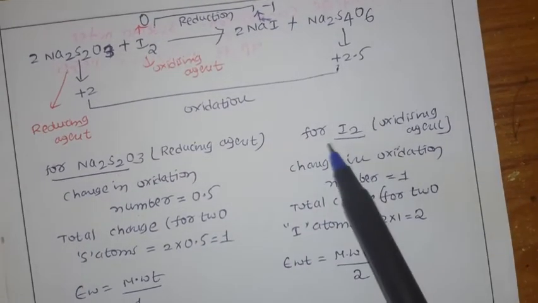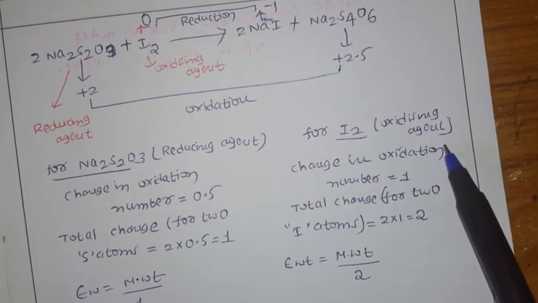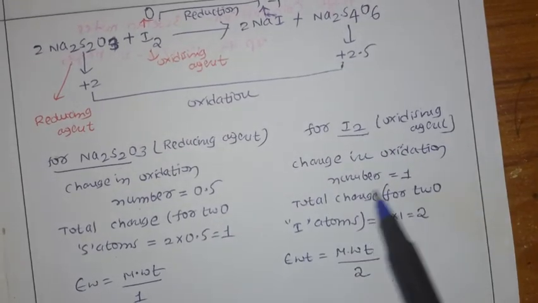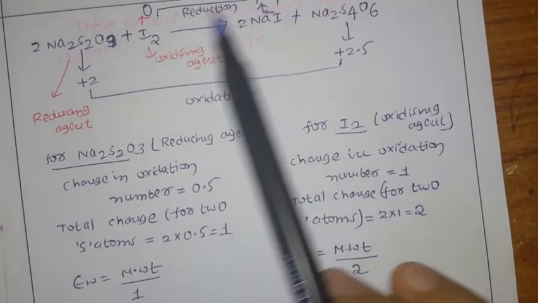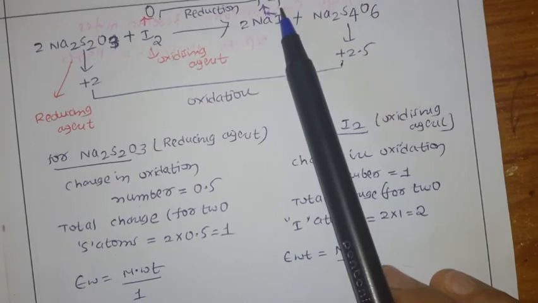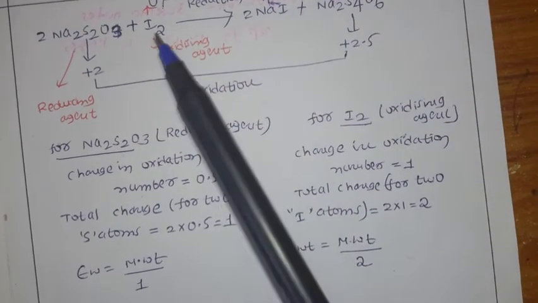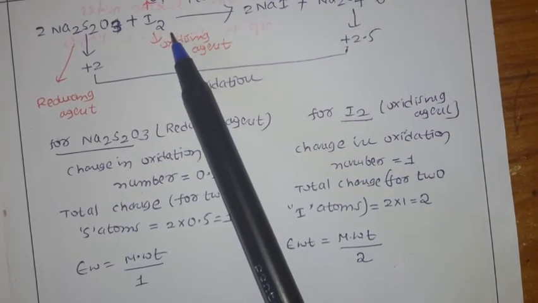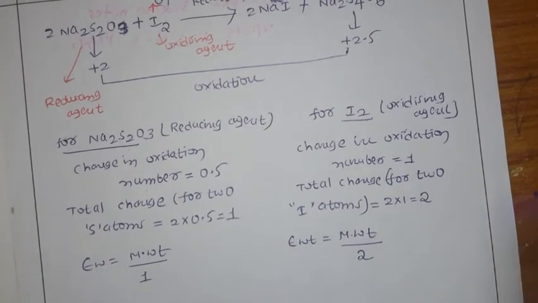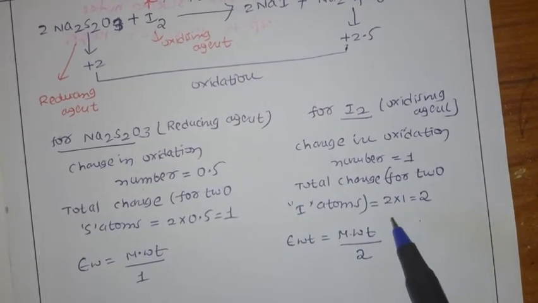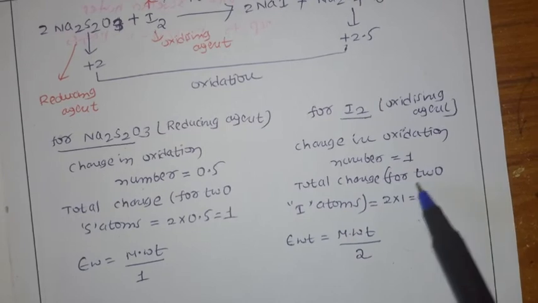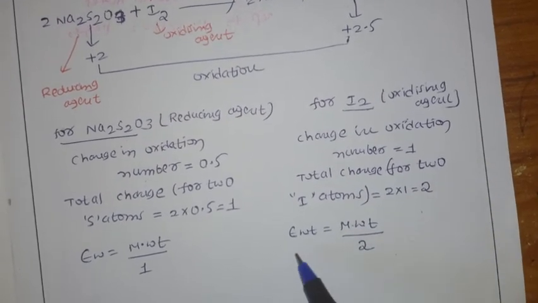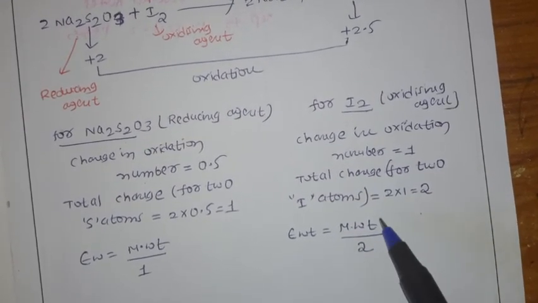Next, iodine is acting as the oxidizing agent. The change in oxidation number is 1, because we have 0 to -1. But here we have 2 iodine atoms. So for 2 iodine atoms, we have 2 into 1, which is 2. So the total change is n equal to 2. So how do you calculate the equivalent weight? Molecular weight divided by 2.